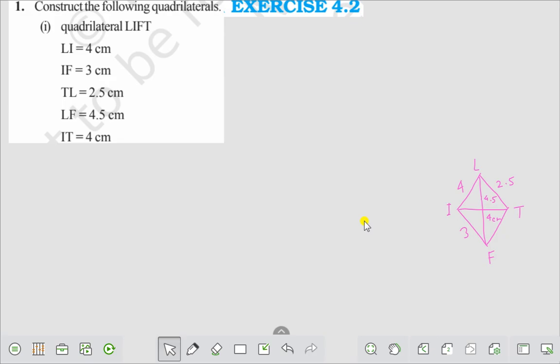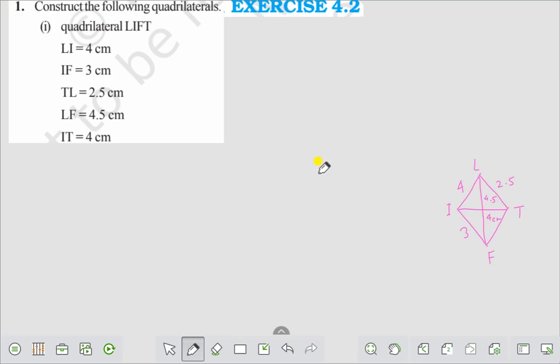Construct the following quadrilaterals. Quadrilateral LIFT, LI 4 cm, IF 3 cm, TL 2.5 cm, LF 4.5 cm, IT 4 cm. First of all, you have to construct a rough quadrilateral. Suppose this is a rough quadrilateral, that is LIFT. This is the quadrilateral.